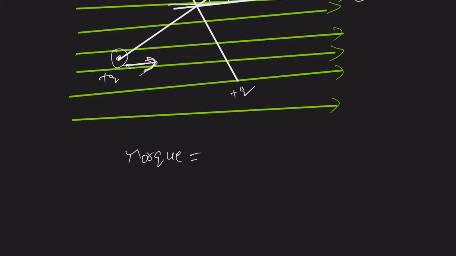When the torque produced here, P cross E. In the previous question we studied this formula, torque is equal to P cross E. So what is this? PE sin theta. Torque is equal to PE sin theta.